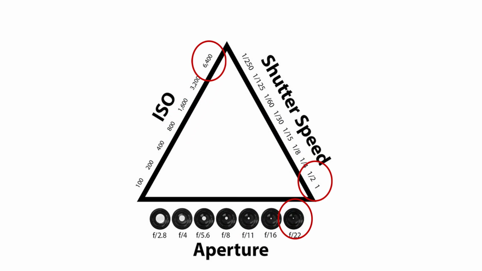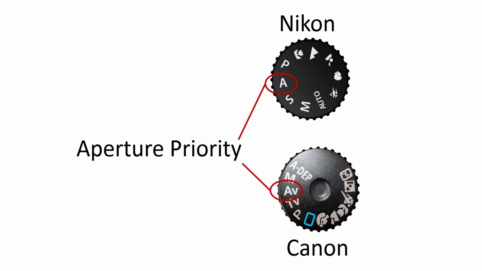Doing the exposure adjustment manually takes practice and requires a lot of trial and error. And for beginners, this can be frustrating. Fortunately, DSLRs have a very helpful setting called Aperture Priority. This is a semi-automatic function that allows you to take control of the aperture or f-stop setting and let your camera take care of the shutter speed and ISO settings.